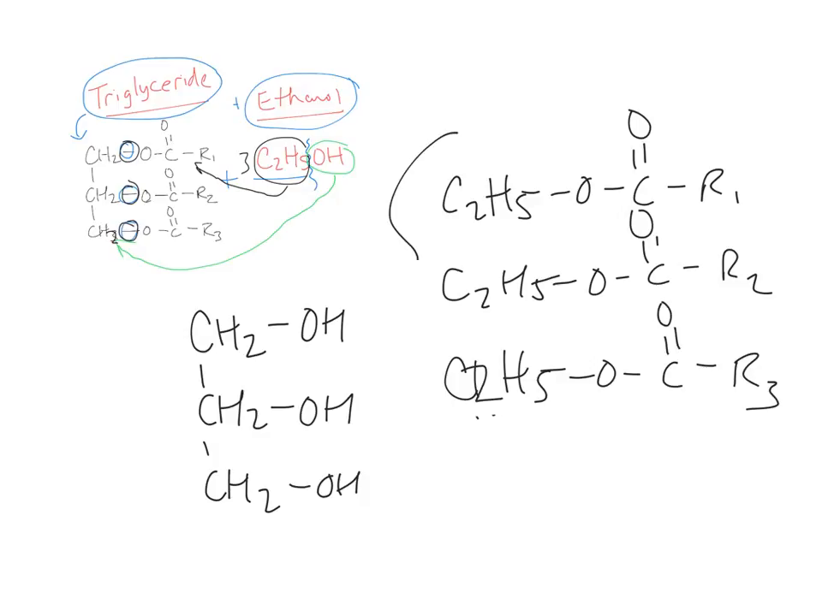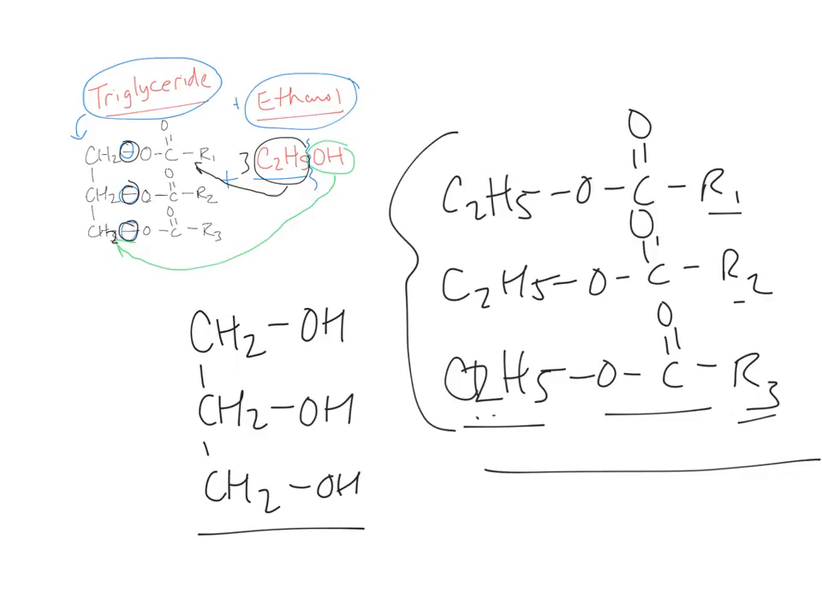So these 3 right here are your mixture of ethyl esters, and it all depends on what each one of these R groups are to determine which one it's going to form. So it will form, just to recap, glycerol, which is this molecule right here, and then the mixture of your 3 different ethyl esters in this example.